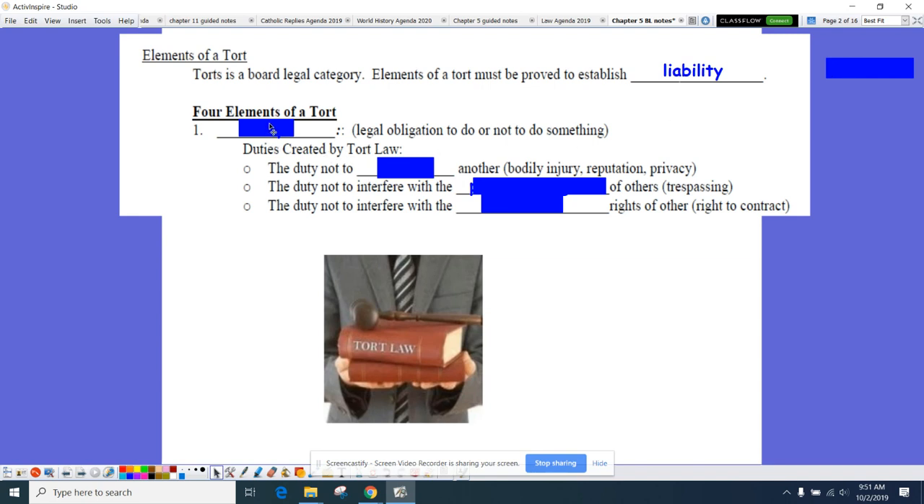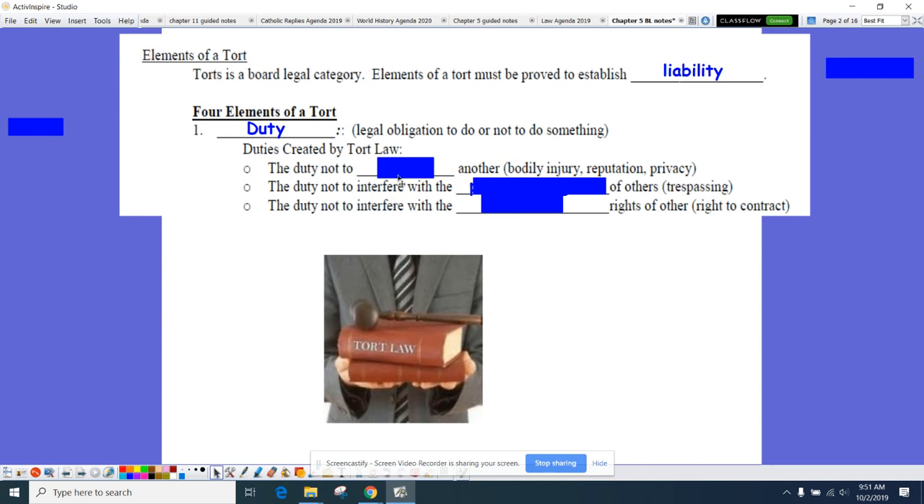And there are four elements of a tort. First is the duty. This is a legal obligation either to do something or not to do something. Sometimes when you sign contracts, you're obligated to perform certain acts. This would be in response to that.